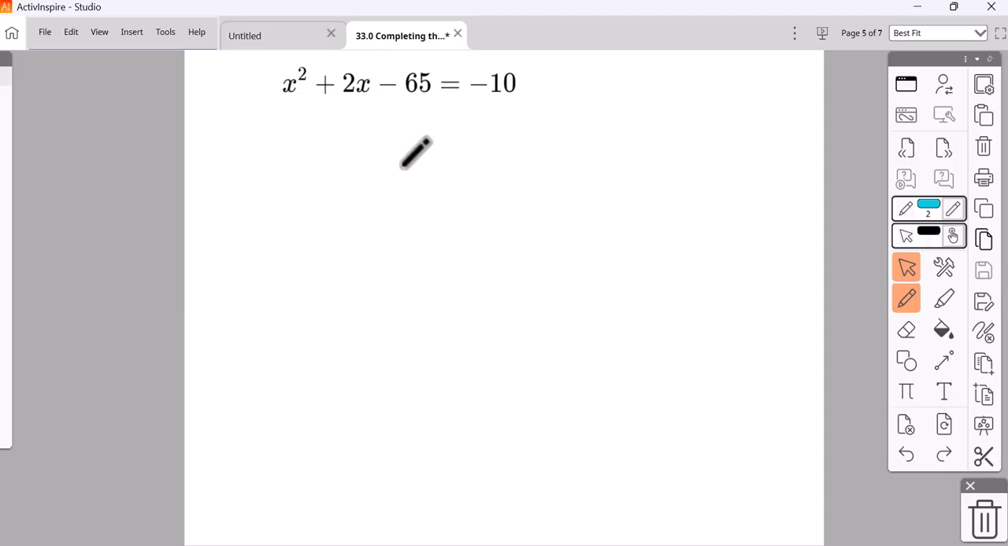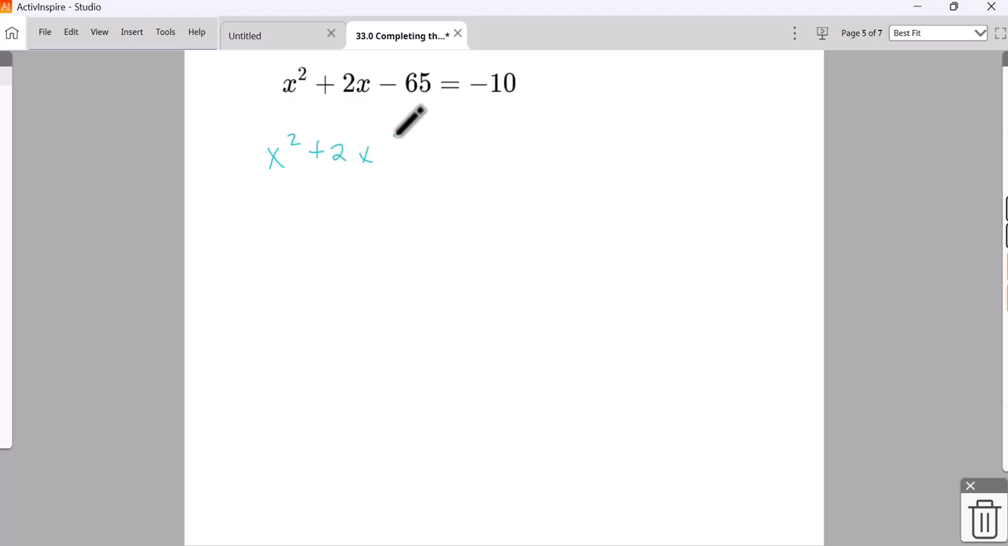Let's do another one. So remember, I need this number on the other side, and the x squared plus 2x needs to be on this side, plus something. I'm going to add 65, and so this will be positive 55 plus the something that we're adding to both sides.